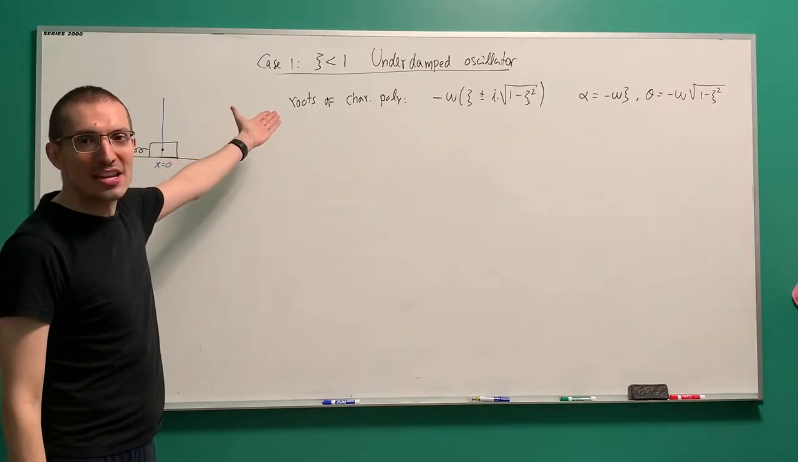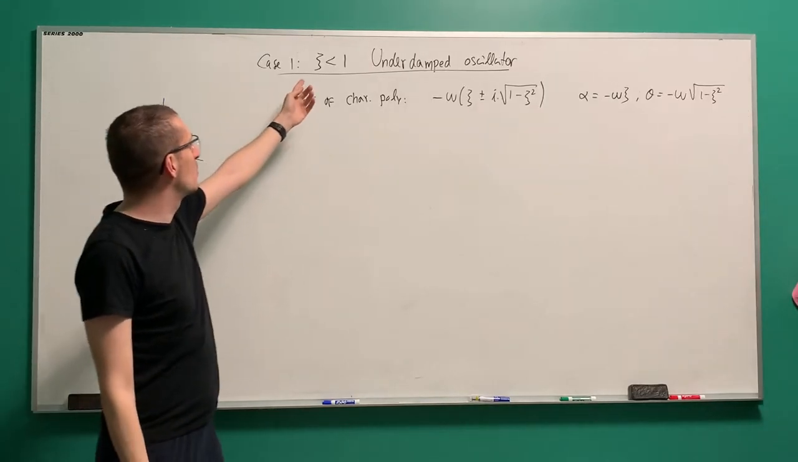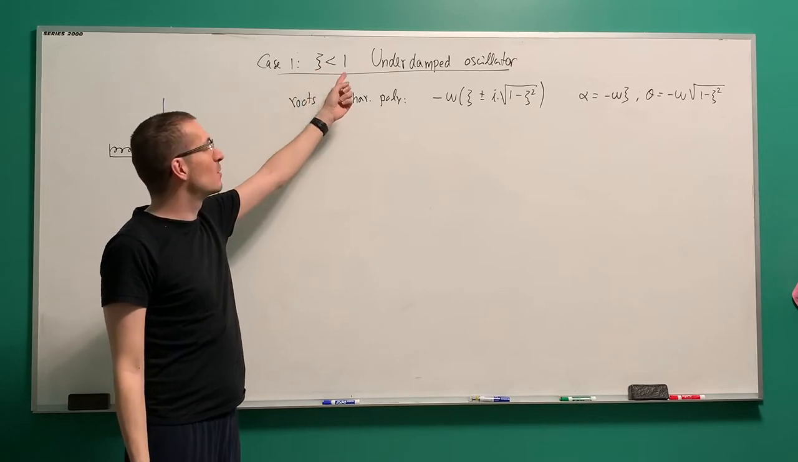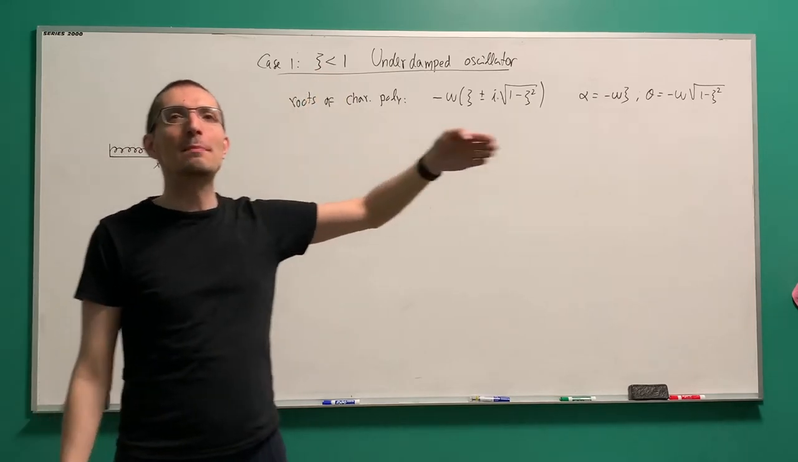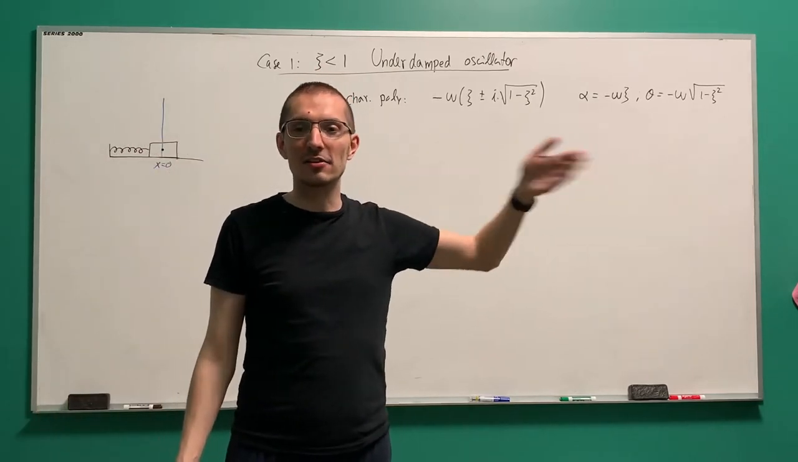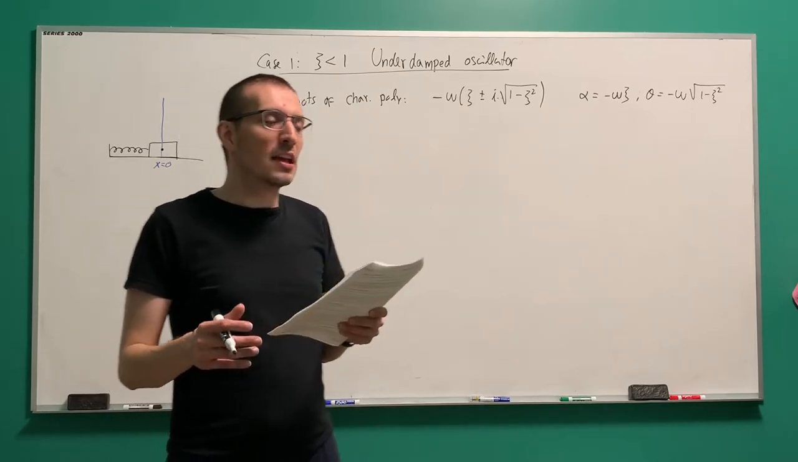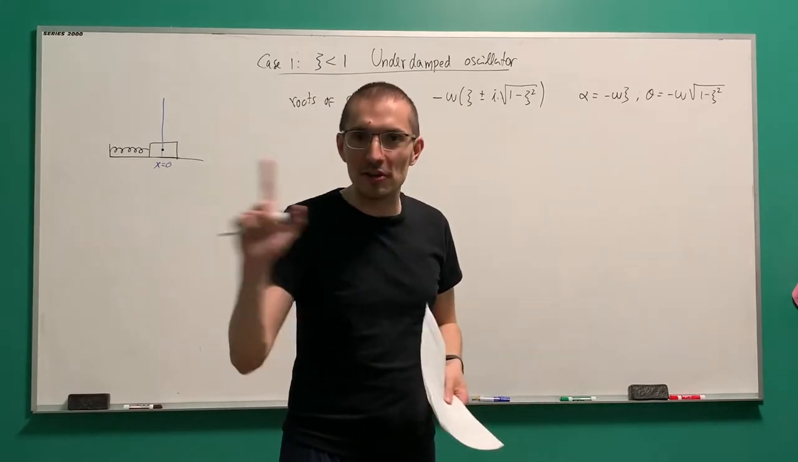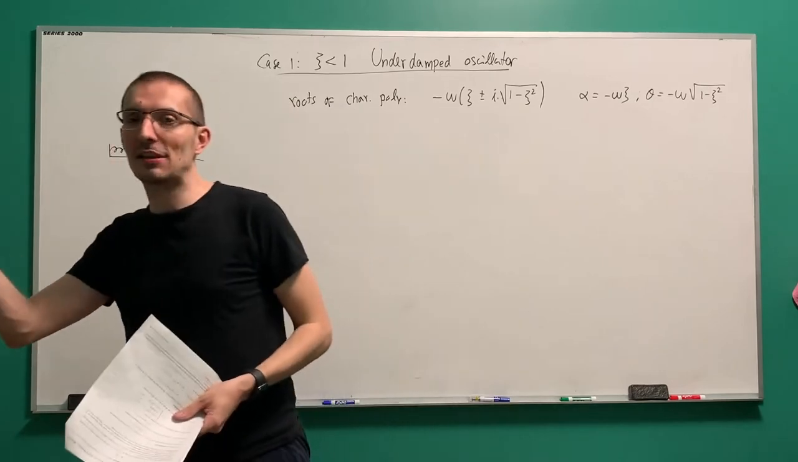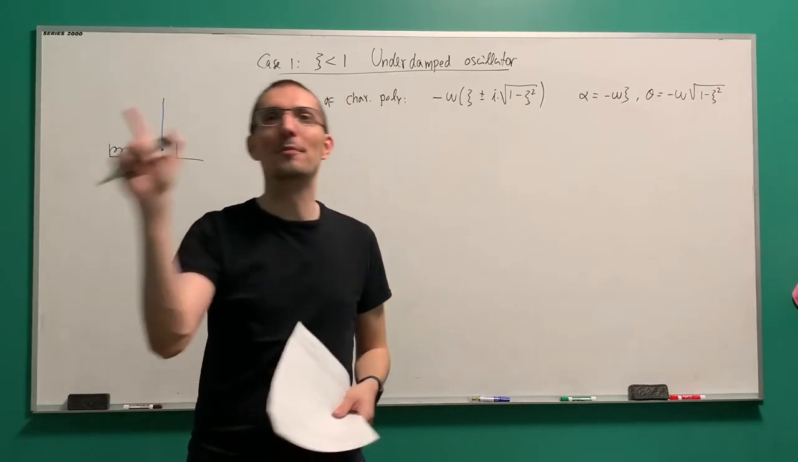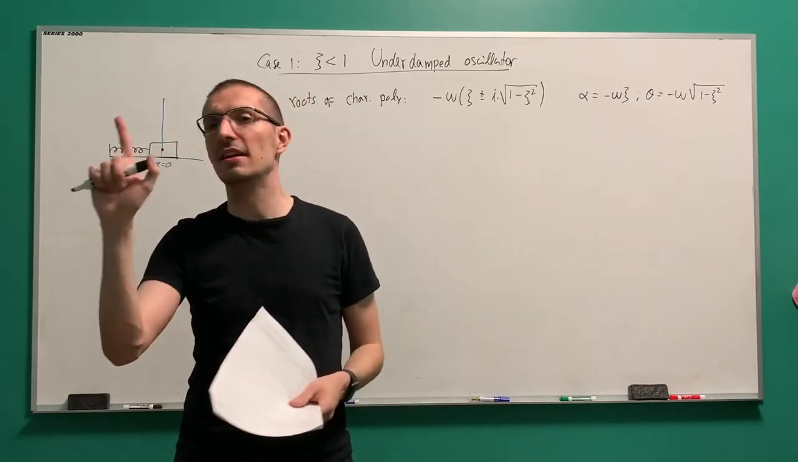All right, so case one. Case one, remember, is when the damping ratio is less than one. So you're not dissipating a lot of energy per cycle. You're dissipating energy slower than the ratio of conversion between elastic potential energy and kinetic energy. You're converting all the time when you move in a spring, right?